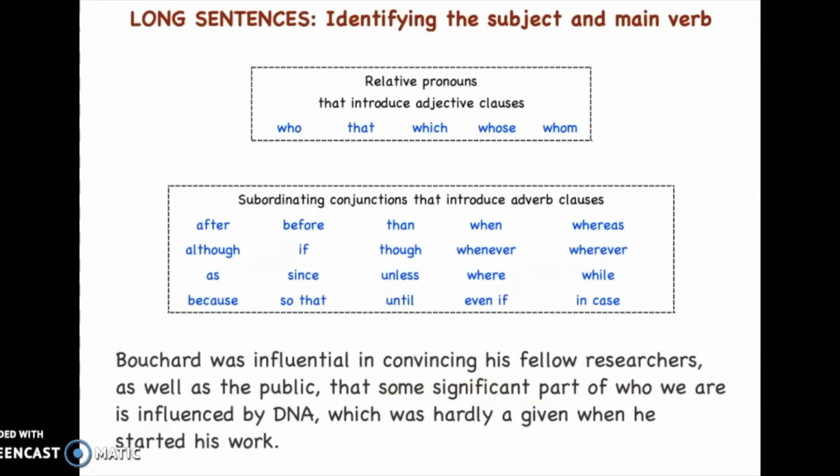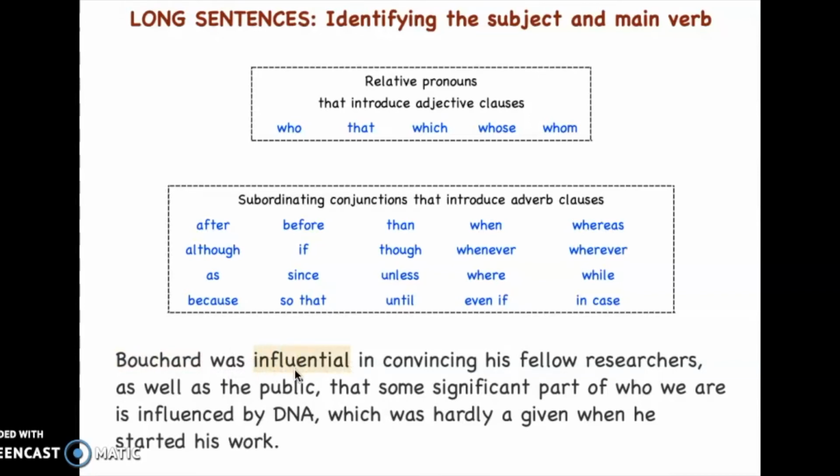Let's look at another example. In this sentence, we start with the word Bouchard. Bouchard is the name of a person. And it says Bouchard was influential.